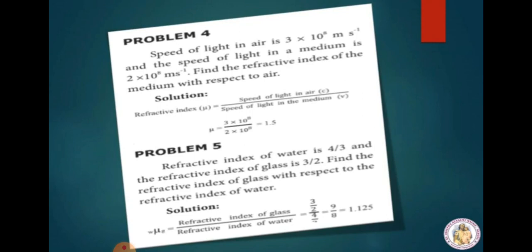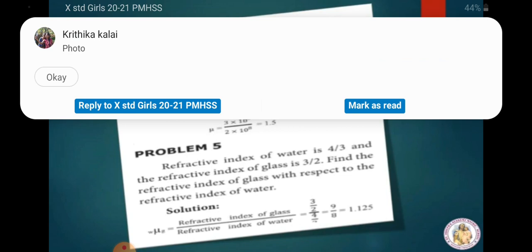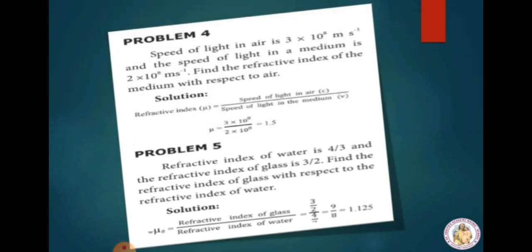So what is the refractive index of the medium? It is 1.5. The next problem: the refractive index of water is 4 by 3 and the refractive index of glass is 3 by 2. Find the refractive index of glass with respect to the refractive index of water. So here mu is equal to refractive index of glass by refractive index of water. So 3 by 2 by 4 by 3. So 3 by 2 into 3 by 4 is equal to 9 by 8. That is equal to 1.125.